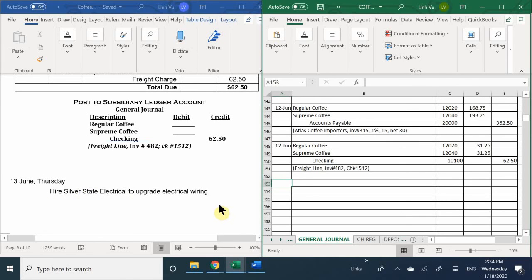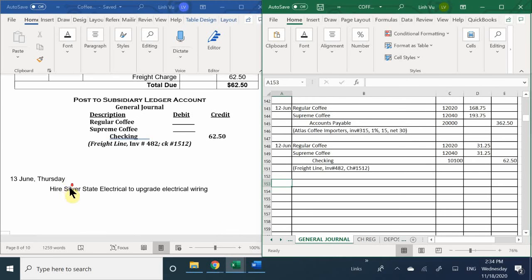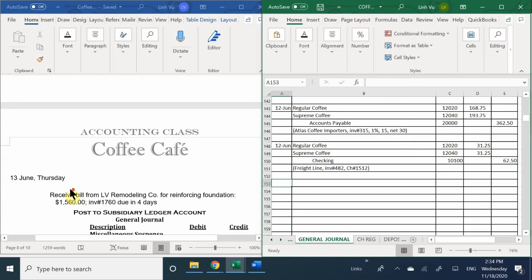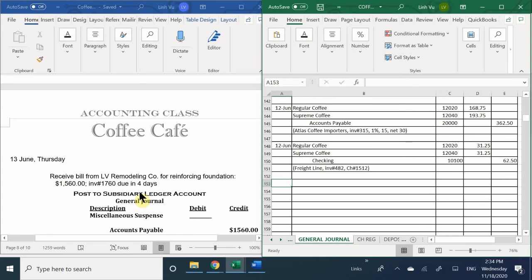So do we need to record this transaction? No, because they haven't completed the job or given us any invoice yet. Good, we only hired them. They haven't completed the job. No bill has been received. So then what has happened next on the same day?